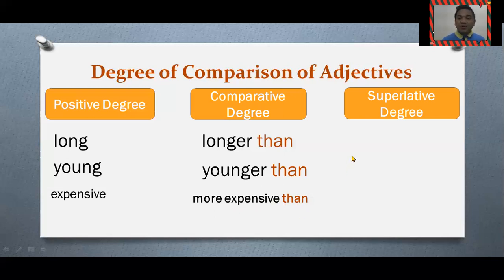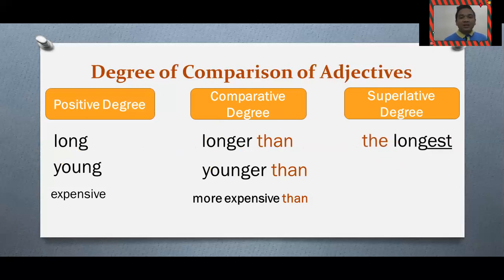Okay, now this time we're going to talk about superlative degree. Remember, comparative compares two nouns. In superlative degree, we're going to compare three or more nouns. Again, superlative compares not two, but three or more nouns. How can we formulate superlative degree? Let's use the same adjective here. Long, comparative longer than. Now, superlative is the longest.